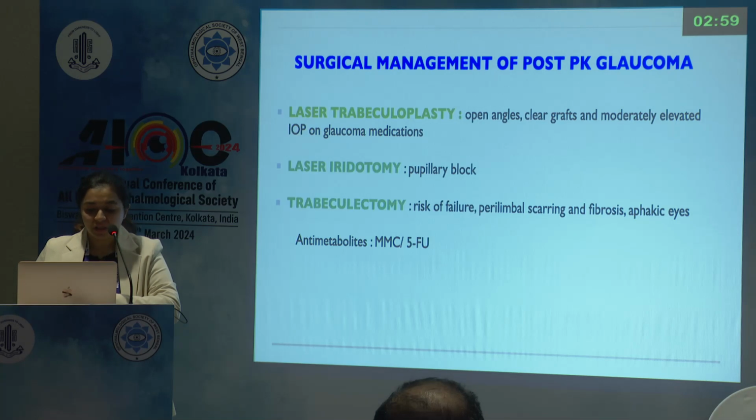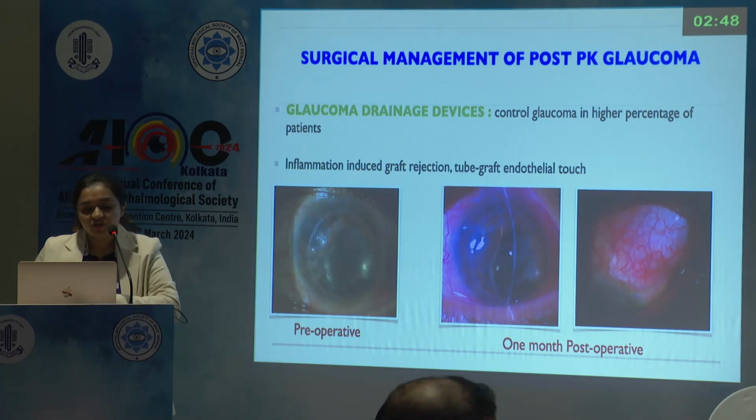Conventional trabeculectomy has a high risk of failure in the longer run because we know there are more chances of perilimbal scarring and fibrosis, especially in aphakic eyes. Glaucoma drainage devices control glaucoma in a higher percentage of patients, like this case of mine who had uncontrolled IOP on maximum medication prior to the surgery, and after performing Ahmed glaucoma valve implantation, he did well in terms of IOP. But yes, the possibility of inflammation-induced graft rejection and tube-graft touch, which can further reduce the endothelial cell count, has to be kept in mind.